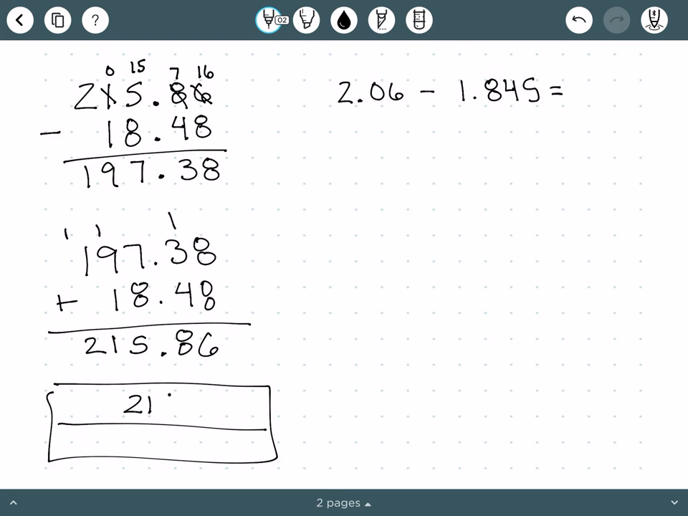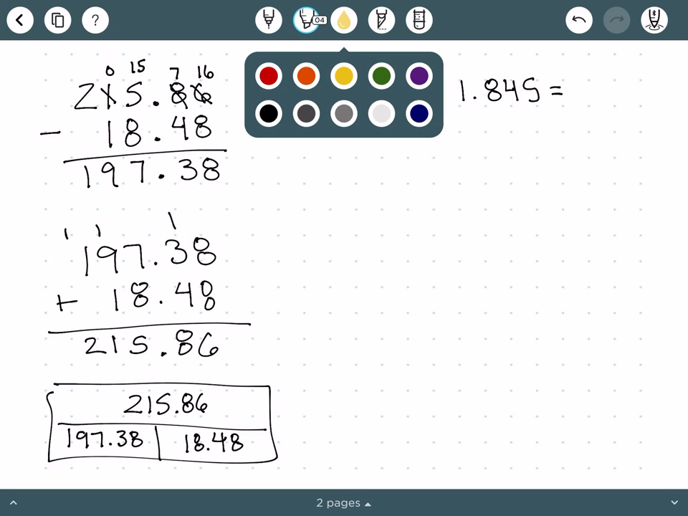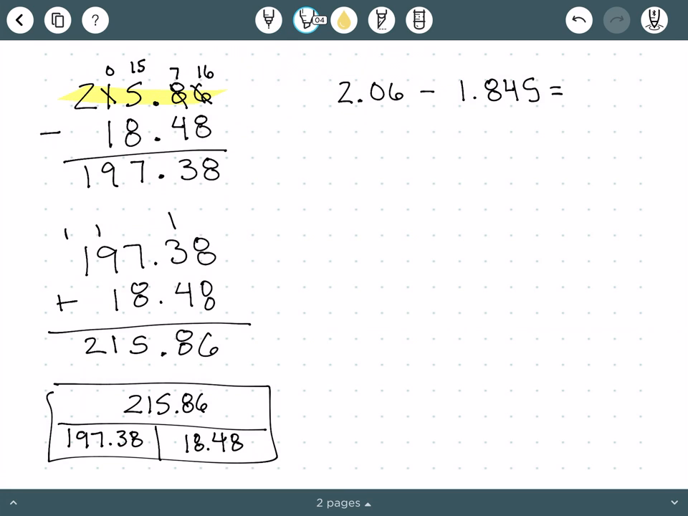We started with 215, that was our largest number, and we basically split that and we said, okay, 197 and 38, and we've got 18 and 48. You may say, where are those numbers coming from? Here's where those numbers are coming from. Here's the 215, there's 215. Anytime you're subtracting, you're just taking numbers and you're splitting them, breaking them apart. So we took that 215, we put it into two piles, 197 and 38 hundredths, and 18 and 48 hundredths.